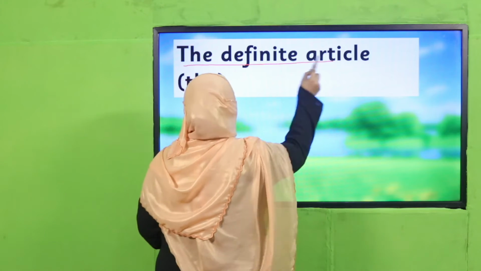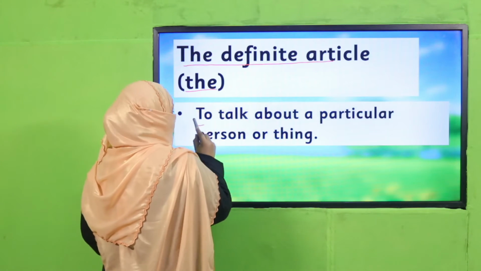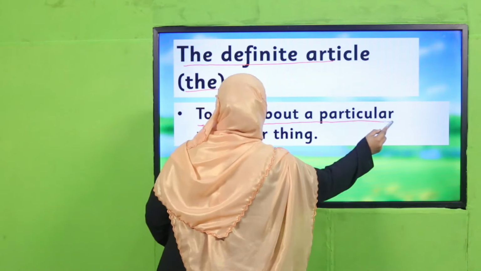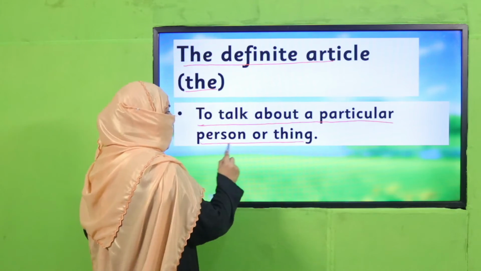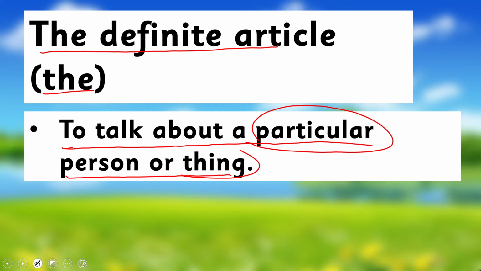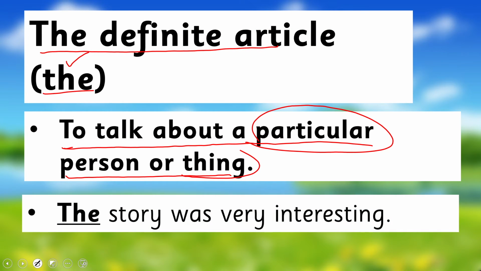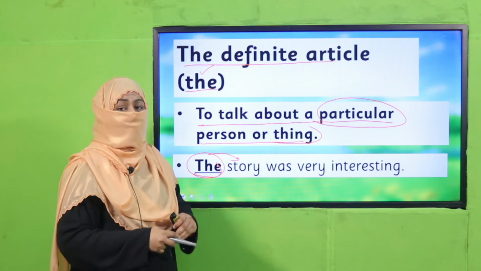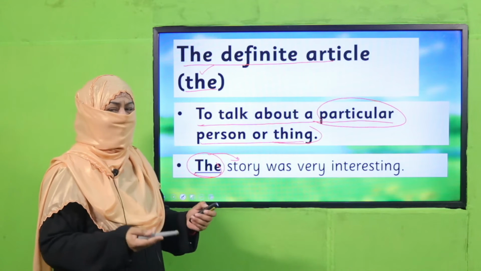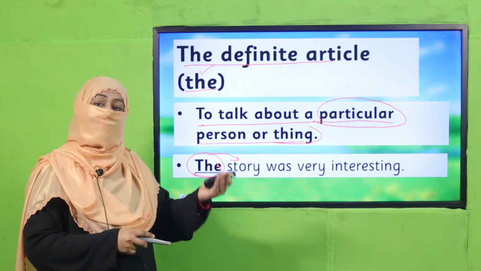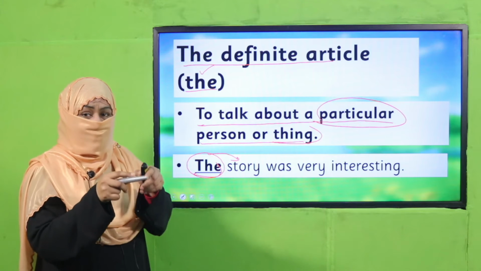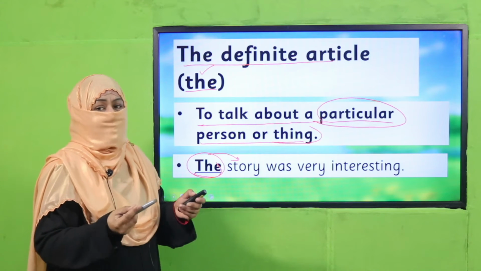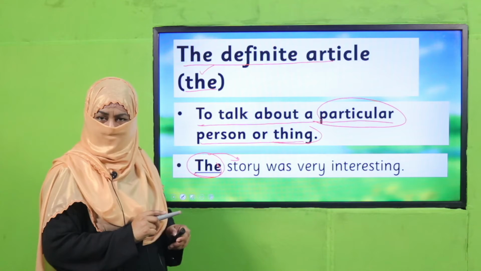So the definite article, the first rule is to talk about a particular person or thing. When you talk about a particular person or a thing, you use the definite article. The story was very interesting. It means a specific story I'm talking about, which I just heard or which we are talking about. It doesn't mean any story or every story. It means the story we just heard, the specific one, that was interesting, right?